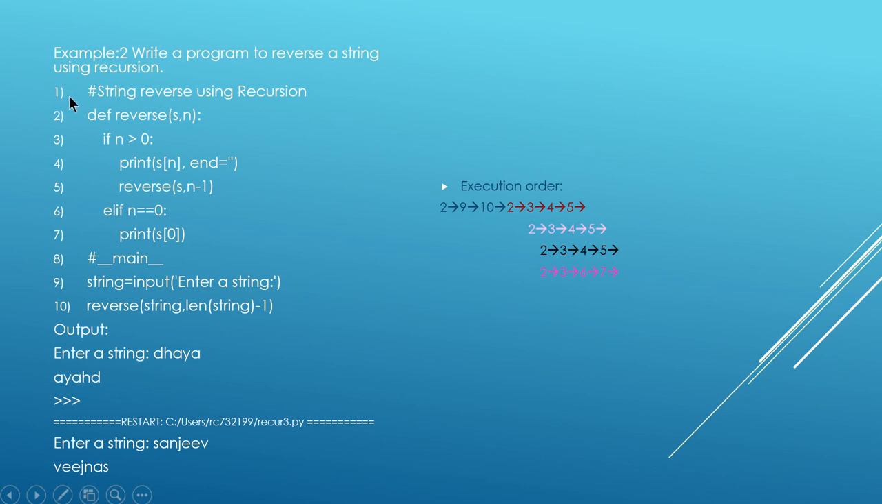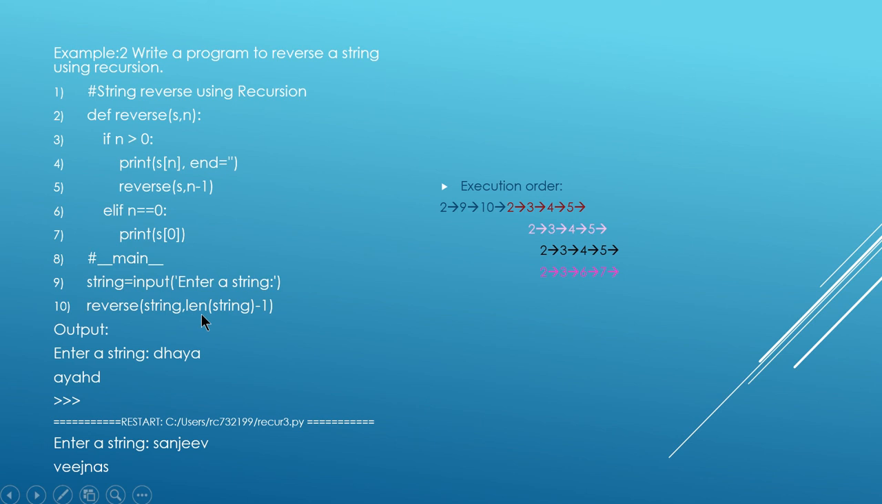So first line, it is a comment line, so this will not be executed. It will execute the function header, 2 will be executed. After that it will come to 9. Okay, so it will read the value. After reading the value, it will go to the next step, 10.